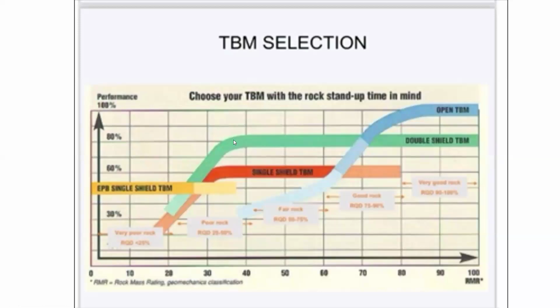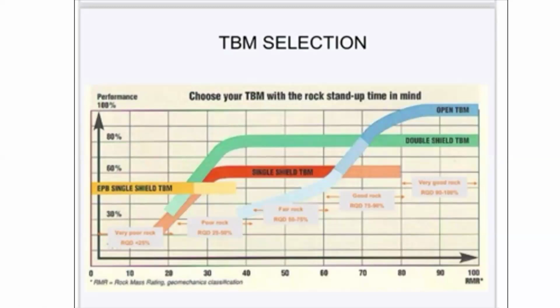Now, how do you select a rock TBM? For the rock TBM, there are lots of parameters in the selection, but the main parameter is your unconfined compressive strength, the UCS value of the rock, or the RQD value, the rock quality designation. So basically the strength of the rock dictates the type of TBM you are going to use. This is one standard chart you are using.